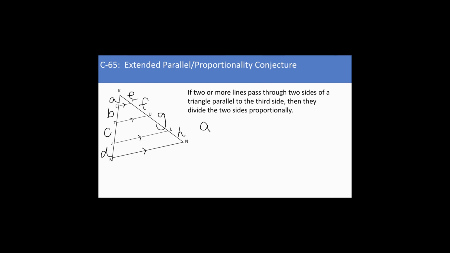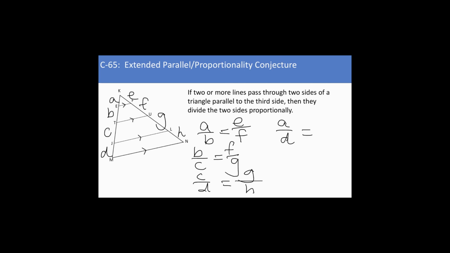You can say A to B to E to F, right? Which we could say is proportional to B to C. Sorry, that's not right. That'll be confusing. I'll just write it this way. B to C is F to G. C to D is G to H. But you can also say A to D is from E to H. Oops. Sorry, I said H. I wrote F.